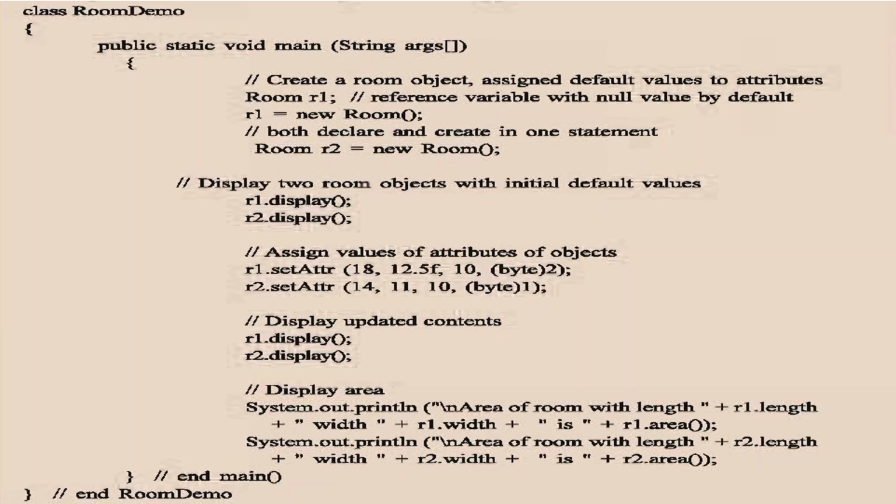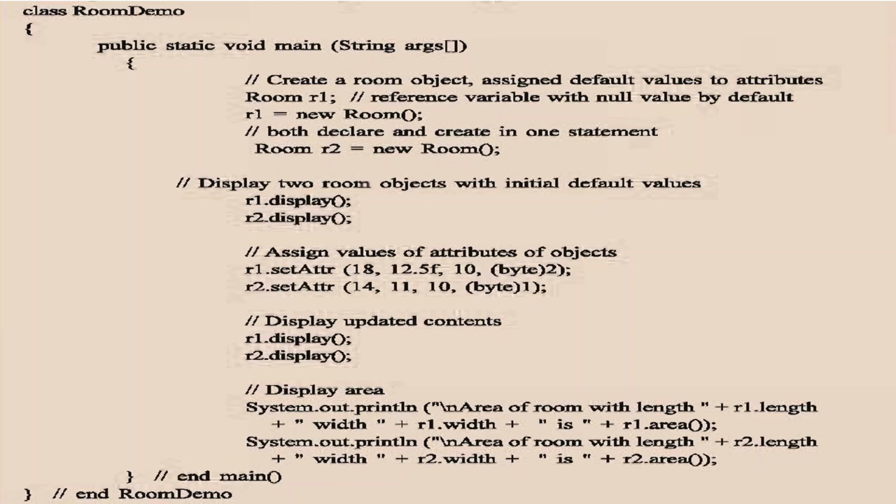Then we say room R1. So we are just declaring the variable R1. Room R1 is just a declaration. Then we say R1 is equal to new room. That is called instantiation, meaning we are now creating an object using the keyword new. So now the R1 object is created in memory and it will occupy certain space in memory.